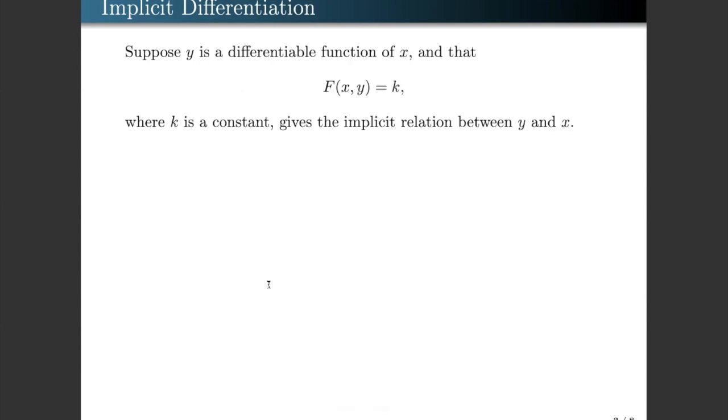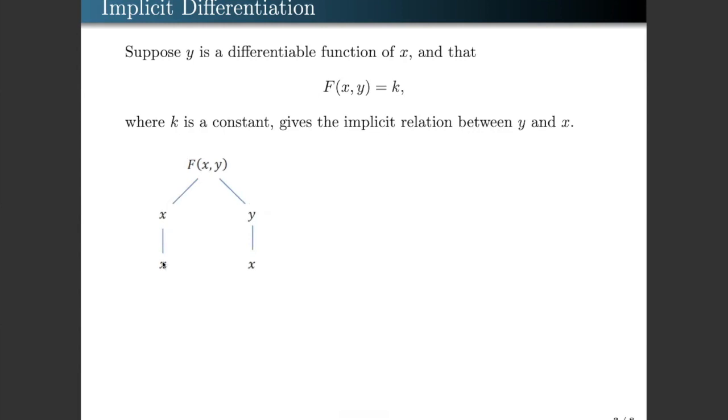So this is the general case. We have y is a differentiable function of x, and we cannot write y in terms of x, but instead we'll use some function of x and y equal to some constant k. So this gives the implicit relationship between y and x. So we apply the general chain rule from the previous videos. So we have here f of x, y. It depends on two variables, x and y.